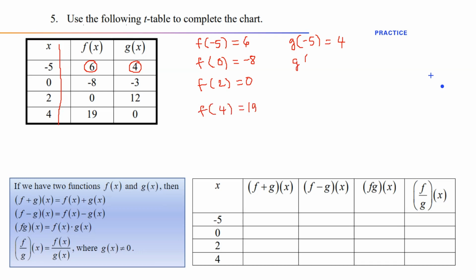Then g of 0 will be negative 3. G of 2 will be 12. G of 4 will be 0. Now we base on the characteristics of two functions, so we will fill in the table below.